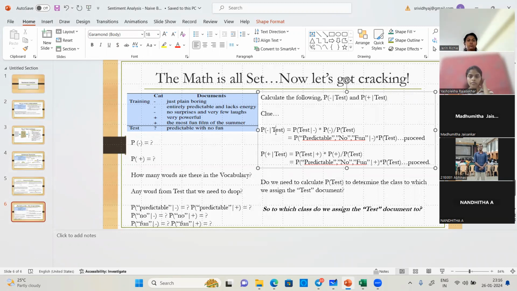So we know negative given test is test given negative multiplied by probability of negative divided by probability of test. What is this, folks? How did we get this? Bayes theorem. Exactly, it's Bayes theorem. As simple as that. Correct? You don't need to think at all. This is Bayes theorem. Likewise, don't you see that this is also Bayes theorem?